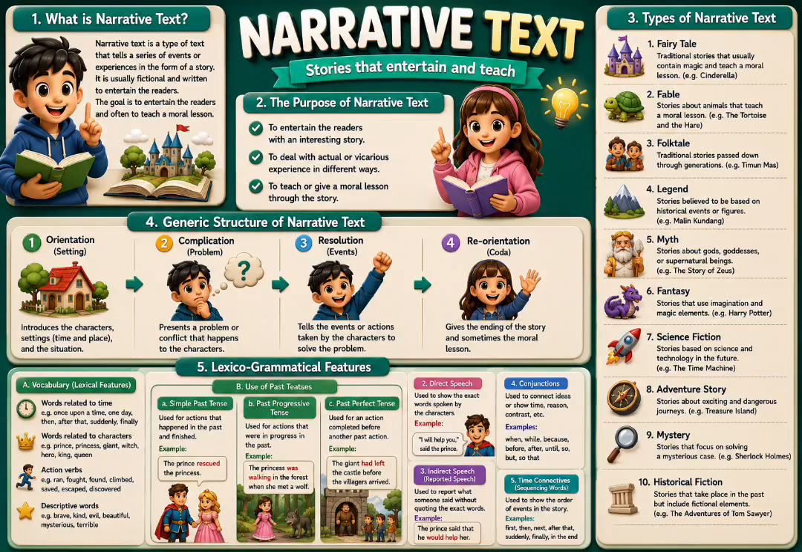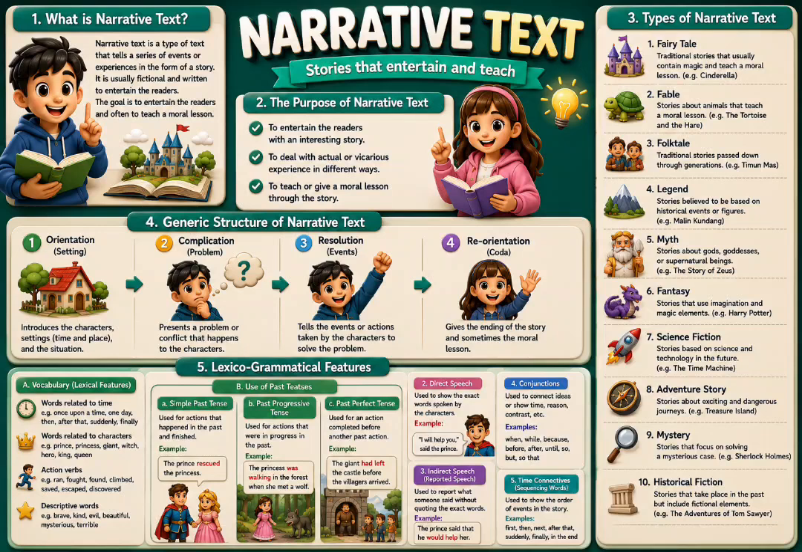We also use past continuous tense to describe actions that were happening at a certain time. Example: the princess was walking in the forest. Another tense is past perfect tense, which describes an action completed before another past action. Example: the giant had left before the villagers arrived.